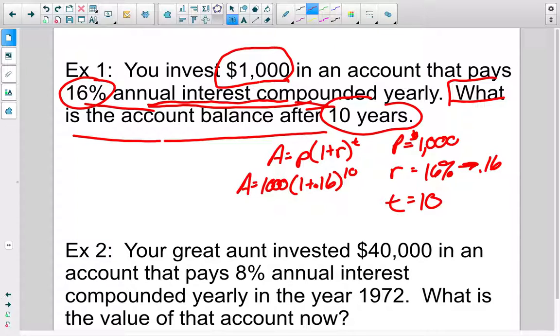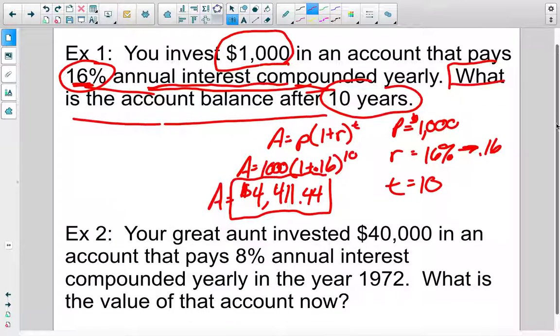And then the solution is $4,411.44. While that is a wordy question, right now we're not going to write a sentence to answer that. We could, maybe we should. We'll do that a different day. That's honest to goodness truth, folks. If you invest $1,000 for 10 years, you let it sit there, you don't touch it, and 16%, that's a lot of interest, it's paying out well. That's what it would be worth.